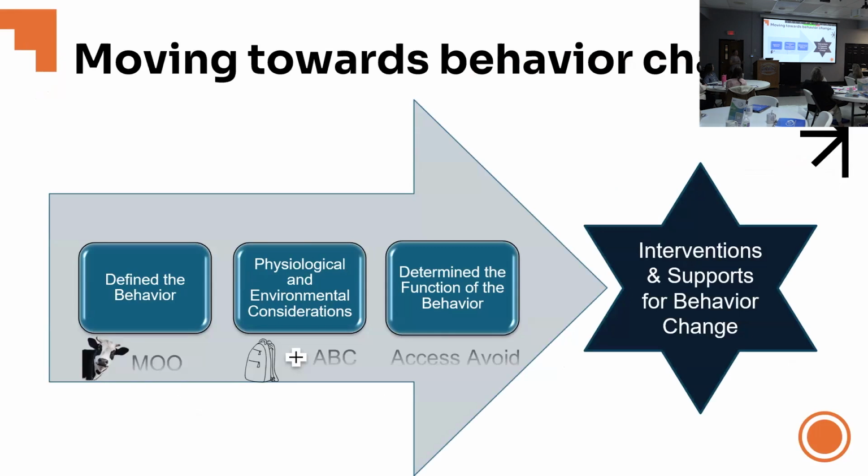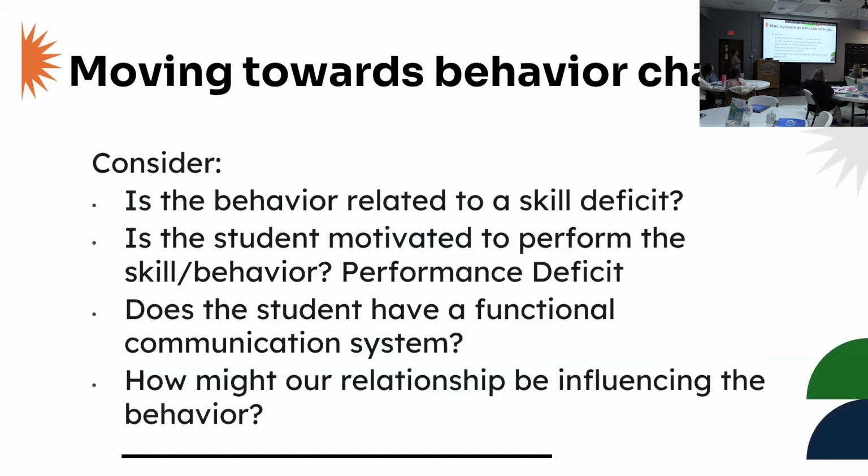But on that 5th day, maybe I'm tired of ice cream sundaes and I need something different, right? Same thing will happen with our kids. They'll love it, they'll love it, they'll love it until they don't. And then you have to find something new. So figuring out that piece, but know what your kid likes. How do we move towards behavior change? So we've talked about defining the behavior, or our move, right? We've talked about physiological and environmental considerations, and we've talked about how do we determine the function, and all of that. We're going to move towards interventions and supports for behavior change.